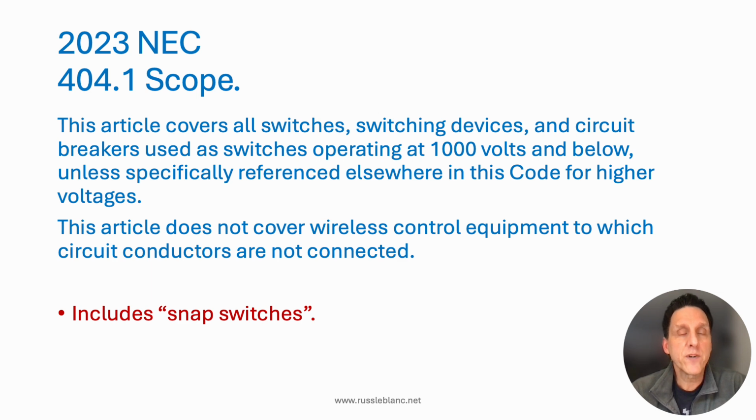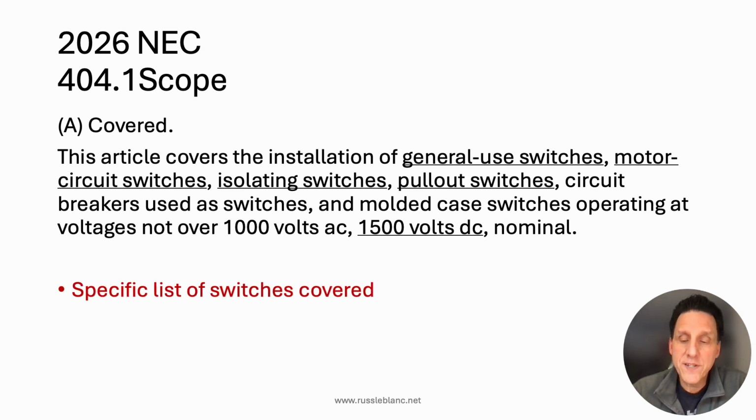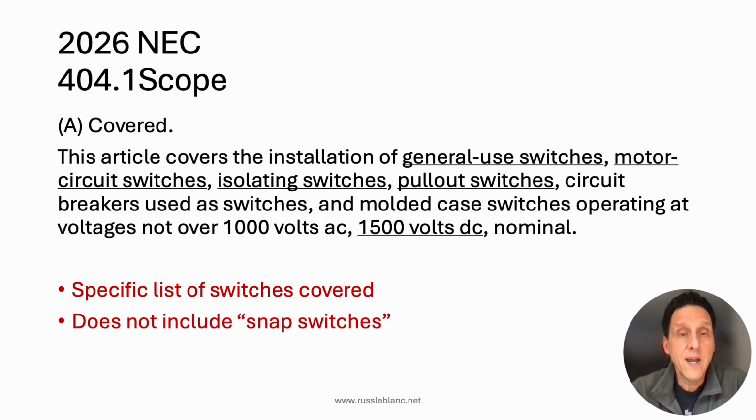Now let's see what's proposed for 2026. Some significant changes proposed here. All right, this is what's proposed to be covered for 2026. This article covers the installation of general use switches, motor circuit switches, isolating switches, pull-out switches, circuit breakers used as switches, and molded case switches operating at voltages not over, they split the voltages up, 1,000 volts AC and all the way up to 1,500 volts DC nominal. So now there is a specific list of which switches are covered, and the voltages have been separated into AC and DC. It does not include snap switches anymore.